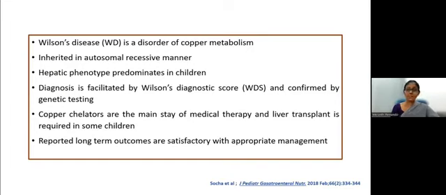The diagnosis is usually facilitated by the Wilson's diagnostic score, which I will discuss, but better confirmed with genetic testing. Copper chelators are the mainstay. However, sometimes you would need liver transplantation as well. The reported outcomes are very satisfactory if you treat them appropriately.